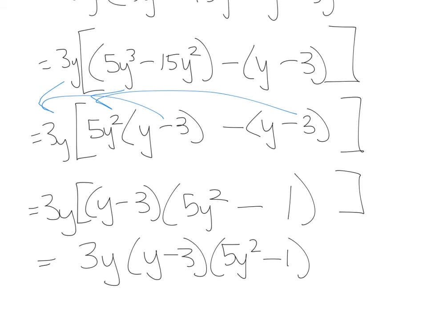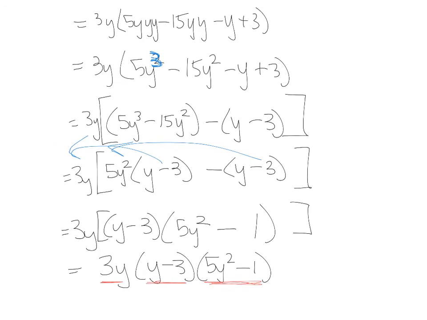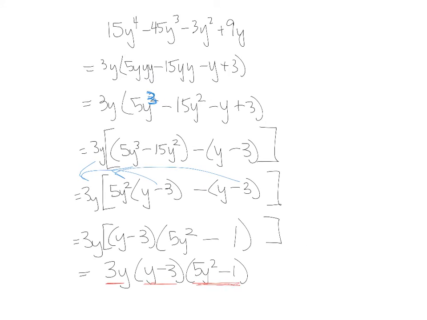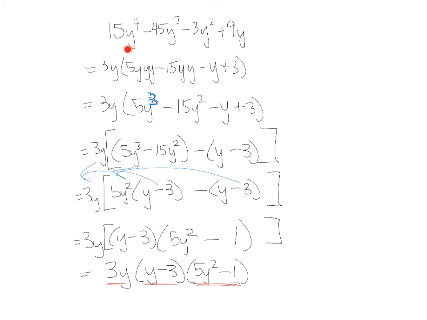5y squared minus 1. Because these three things are being multiplied, you can write them in any order and it would be correct. And so there is your factor by grouping. Geez, 1, 2, 3, 4, 5, 6 steps. That's a lot of work.